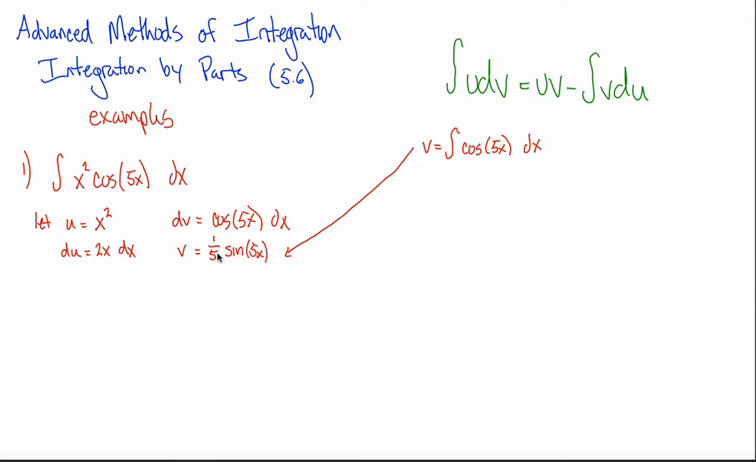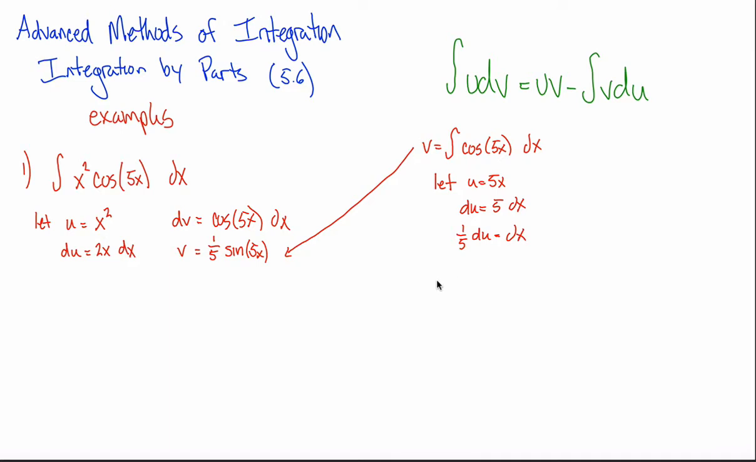If you don't like that playing with the pieces and tweaking it a little bit until you can figure out something that works, what you could do is say, well, I have to figure out what v is. v is going to be the antiderivative of dv. So v is the indefinite integral of cosine of 5x dx. How do I figure this out? Well, how about u substitution? What if I let u be equal to 5x? Well, if u is 5x, then du is equal to 5 dx. And if du is 5 dx, then a fifth of du is equal to dx.